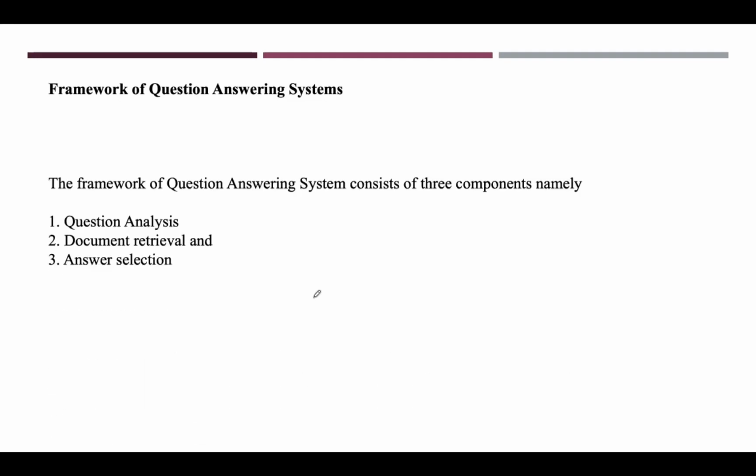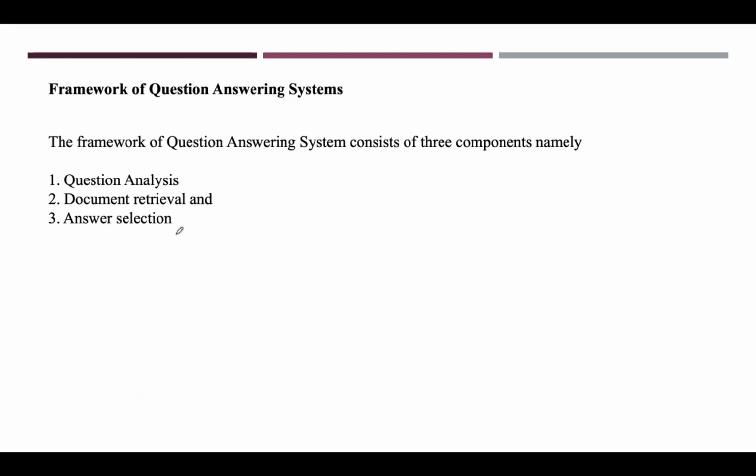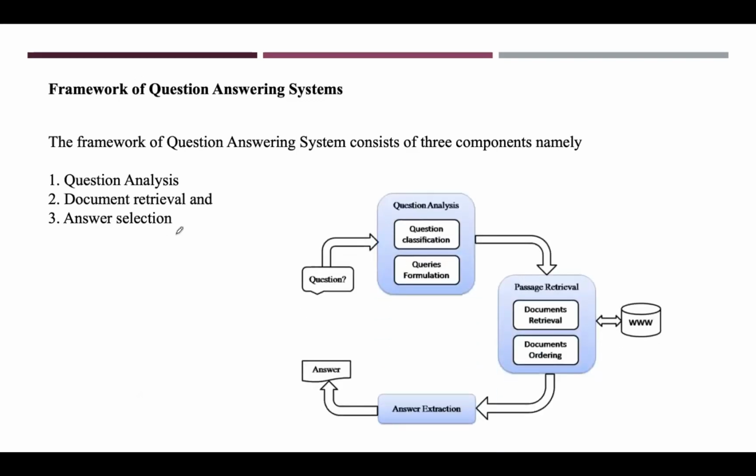Coming to the framework of question answering system, this actually consists of three main components, that is question analysis, document retrieval, and answer selection. So this is a picture. Now let us try to understand this image, this architecture or framework.